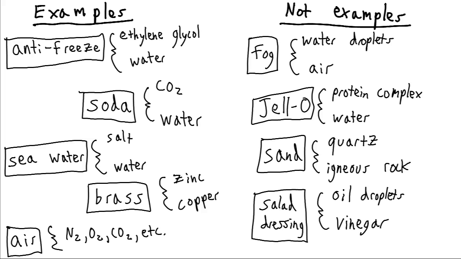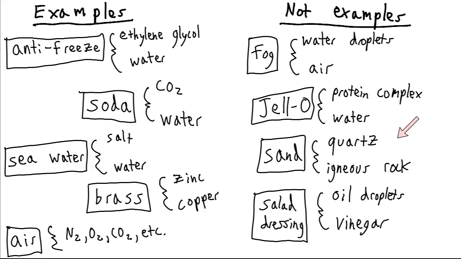Contrariwise, if we have something like fog, this contains a gas, which is the air. It contains a liquid, which is the water. But these are not well mixed. The water remains independent of the air, and so that is not a solution. It's not all of one phase. Jello seems kind of solid. That's because there's a protein complex which is formed. But that protein complex is trapping the water which was present, and they do not combine together into a single phase. They remain distinct, which means that it's not a solution.